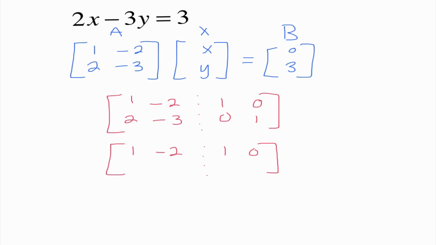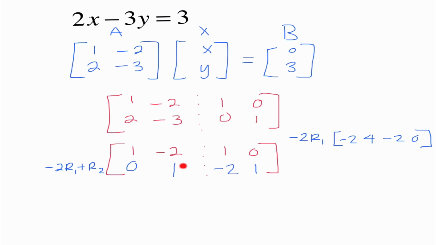To get rid of this 2, I'm thinking I could do negative 2 times row 1 plus row 2. So off to the side, I'm going to do negative 2 times row 1, which would be negative 2, positive 4, negative 2, 0. Negative 2 plus 2 is 0. 4 plus negative 3 is 1. Negative 2 plus 0 is negative 2. 0 plus 1 is 1.